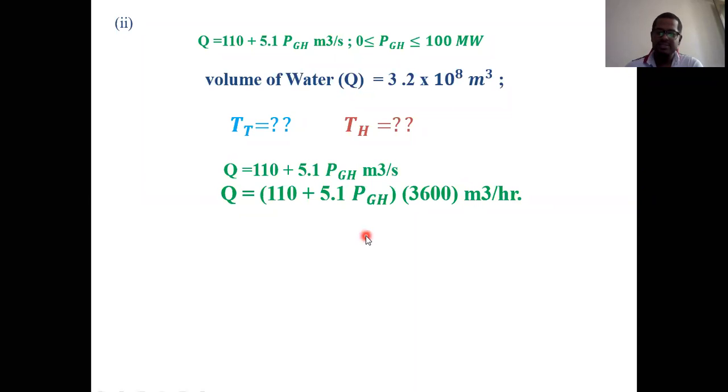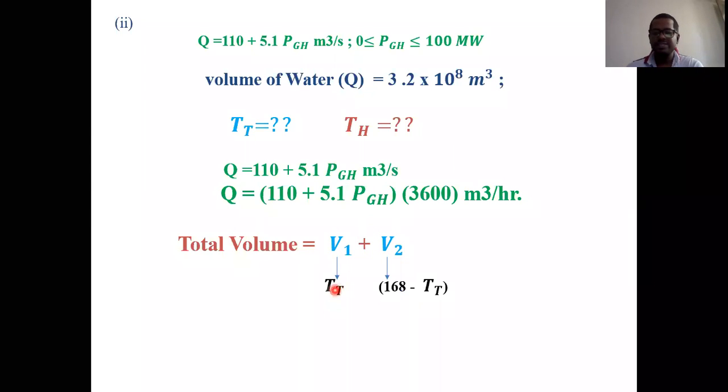So how to solve this problem is, I am taking the total volume and dividing it into two parts, that is V1 and V2. V1 is the volume of the water in the first slot, meaning when both the power plants are generating power. And V2 is the volume of the water in the second slot, meaning only the hydro power plant is producing the power.